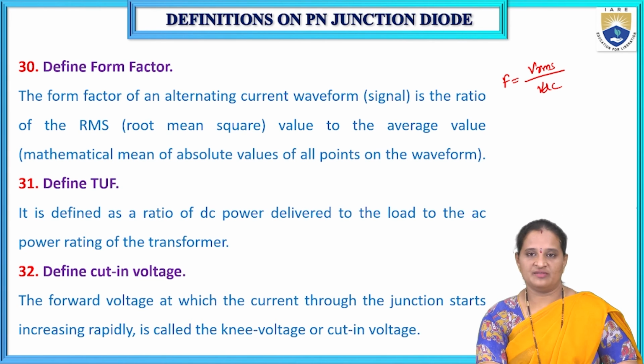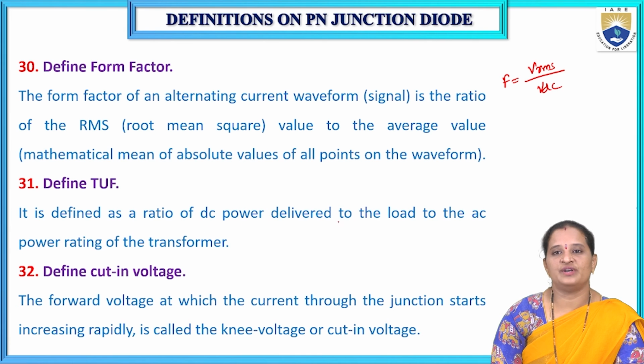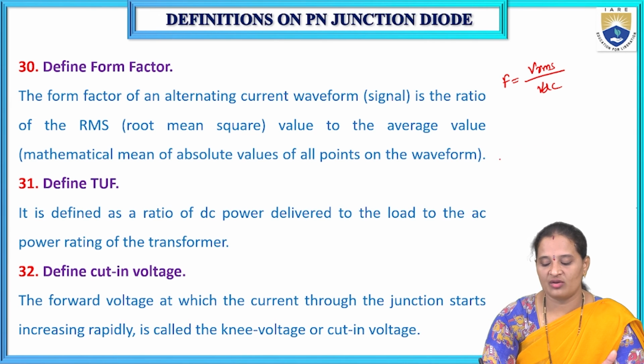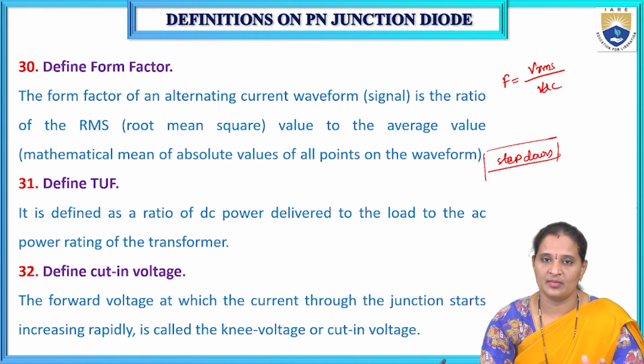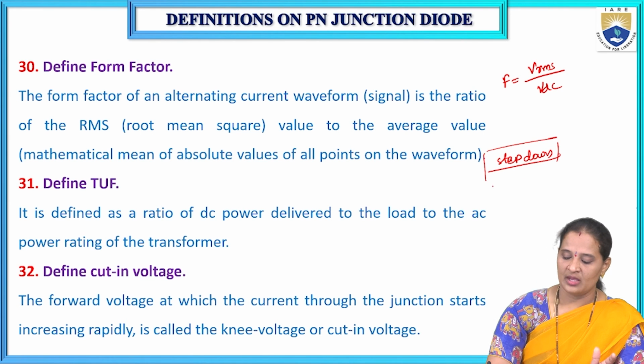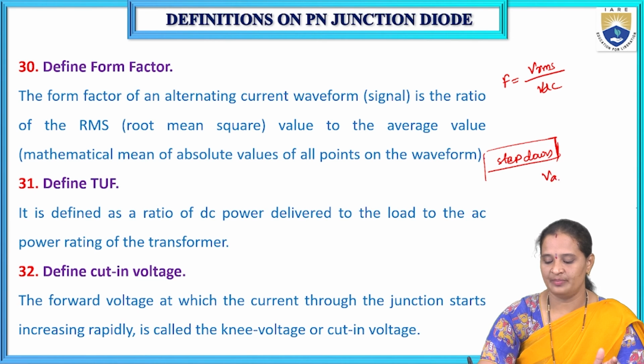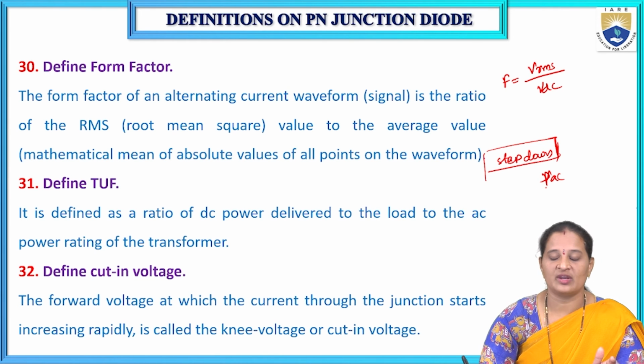Coming to the transformer utilization factor. It is defined as the ratio of DC power delivered to the load to the AC power rating of the transformer. The transformer we will be using in a rectifier is a step down transformer, in order to decrease the input voltage level from 230 volts to some lesser voltage. So the AC power rating of the transformer, that is PAC, compared to the DC output power delivered to the load, is the transformer utilization factor.